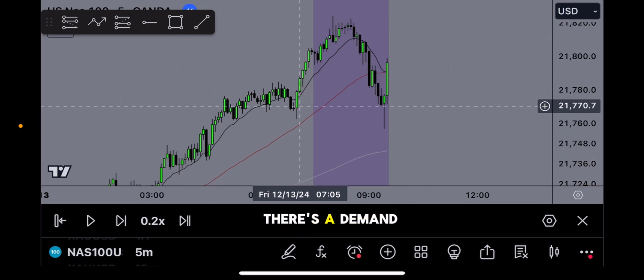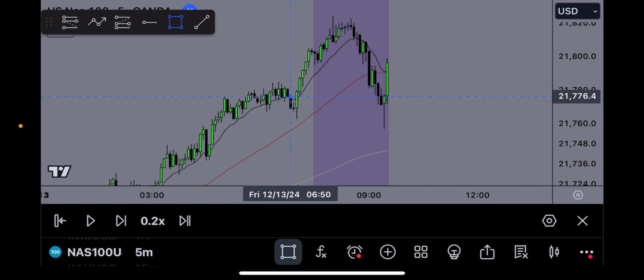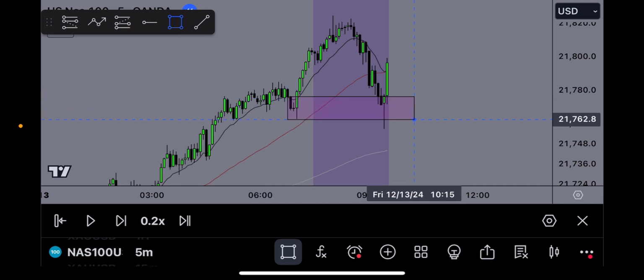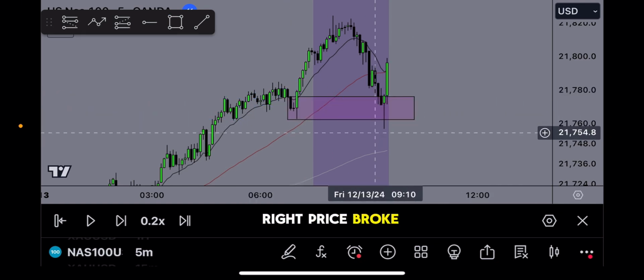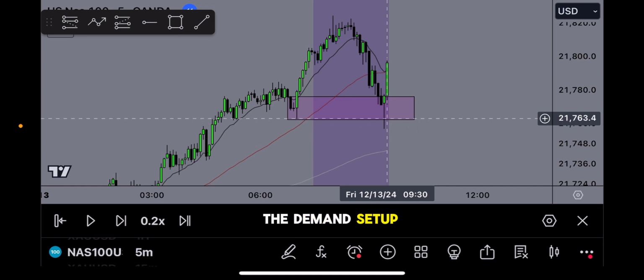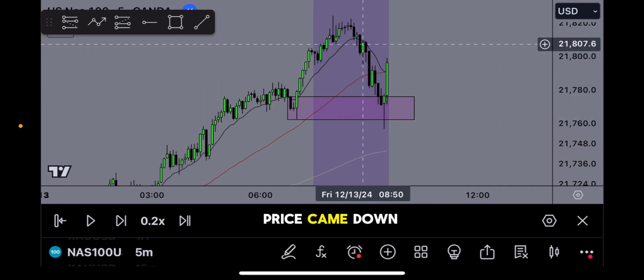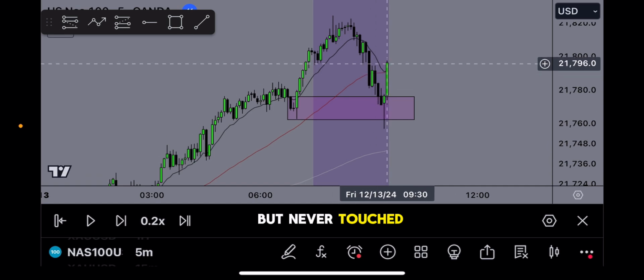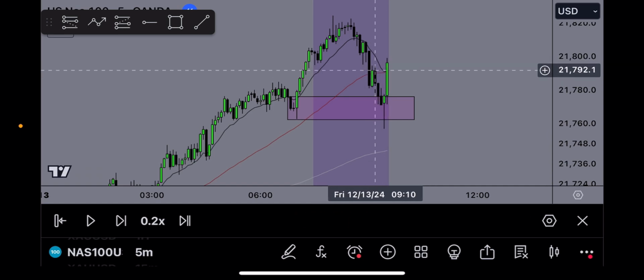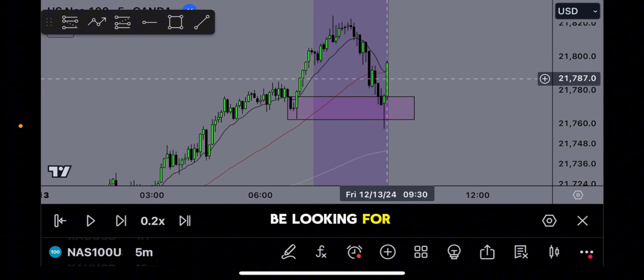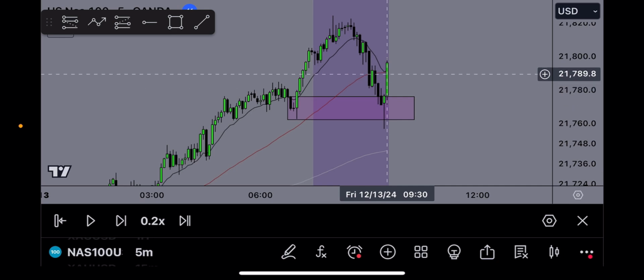And let's say there's a demand setup right here. Let's say this is a demand setup, right? Price broke the demand setup, making it invalid, right? Or let's say price came down but never touched the zone, right? That's when I'm gonna be looking for 3MA breakouts.